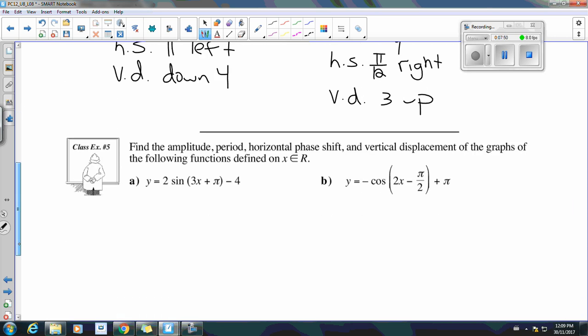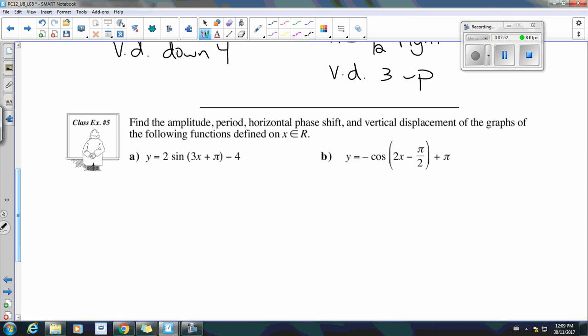Example 5, find the amplitude, period, horizontal phase shift, and vertical displacement. So now this is the case where they have not factored out the stretch. So we need to always start by doing this. These are standard of excellence questions. It's really quite simple. We just need to remember that. So we have to factor out 3. This allows us to see what the horizontal phase shift is. So we have an amplitude of 2.